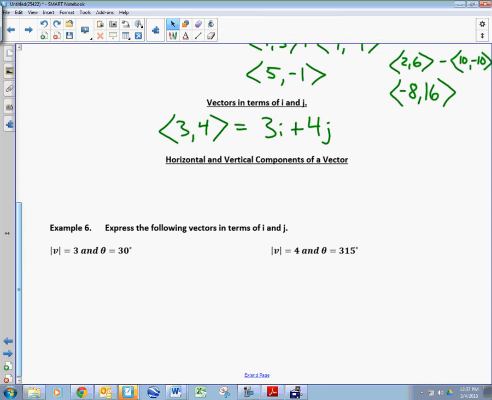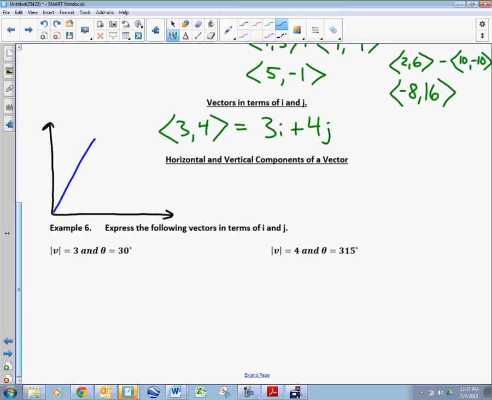Okay. Horizontal and vertical components of a vector. So if you have a vector that has horizontal component A and vertical component B, and an angle of theta, we can write an expression for the horizontal component, A, and an expression for the vertical component, B. The magnitude of the vector we will write as the absolute value of v.